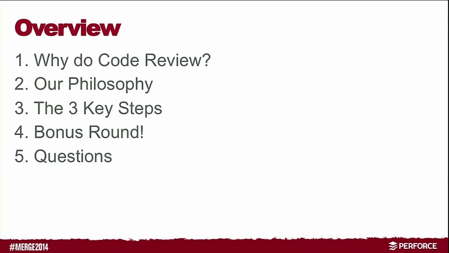The first thing we're going to talk about is why do code review? You may have this idea that it's a burdensome process, and we're going to try to shake that out of you. Next thing we're going to talk about is our philosophy. We're both developers. We're pretty technically minded people. So we come at code review with maybe a slightly different perspective than some of you guys in the audience. And we're going to speak to that a little bit. So you'll see what I'm talking about in a minute.